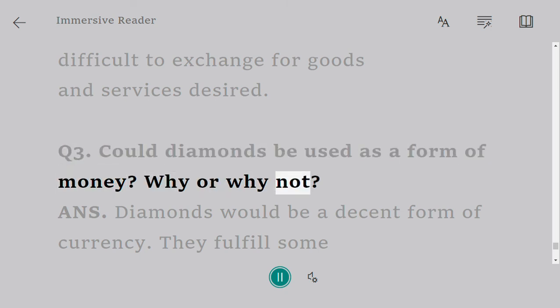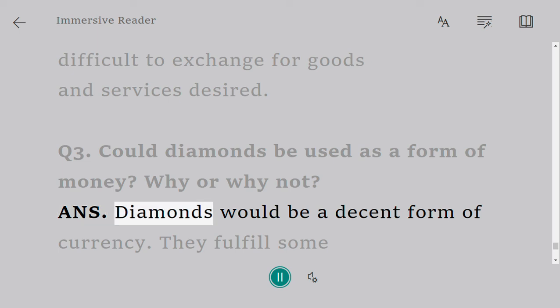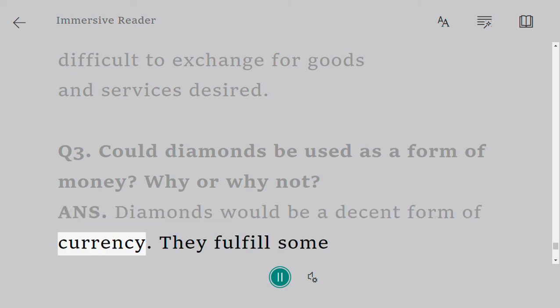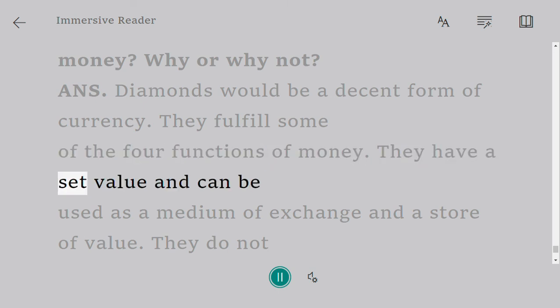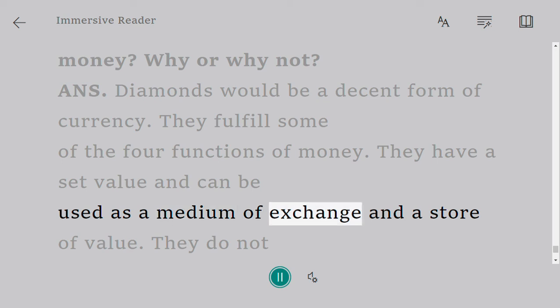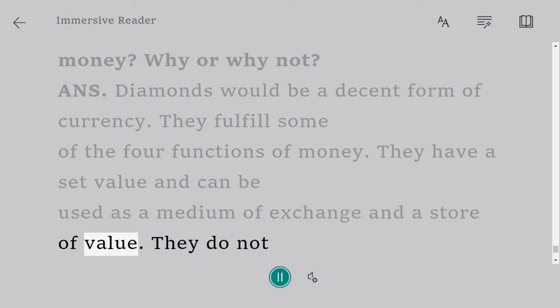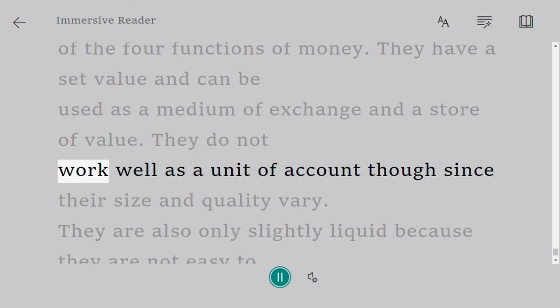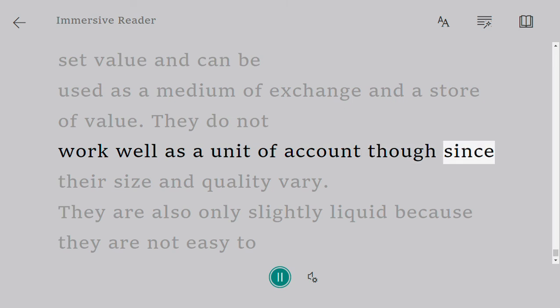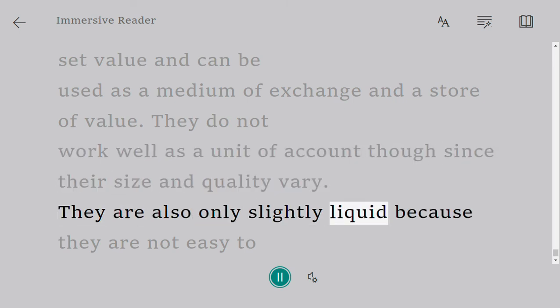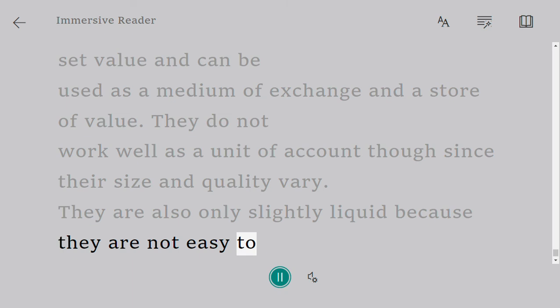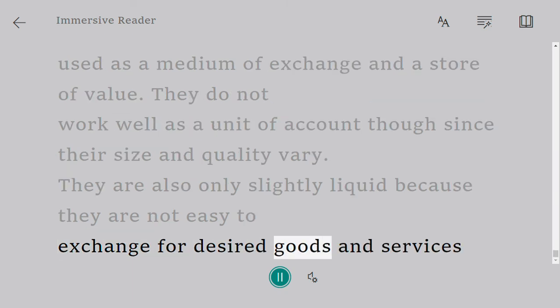Q3. Could diamonds be used as a form of money? Why or why not? Diamonds would be a decent form of currency. They fulfill some of the 4 functions of money. They have a set value and can be used as a medium of exchange and a store of value. They do not work well as a unit of account though, since their size and quality vary. They are also only slightly liquid because they are not easy to exchange for desired goods and services.